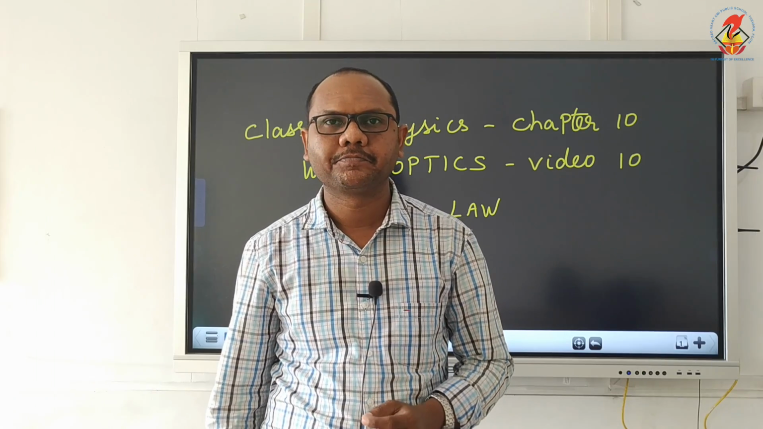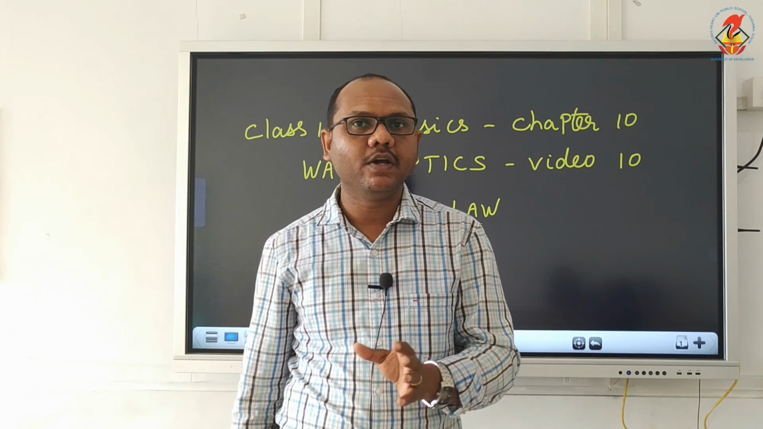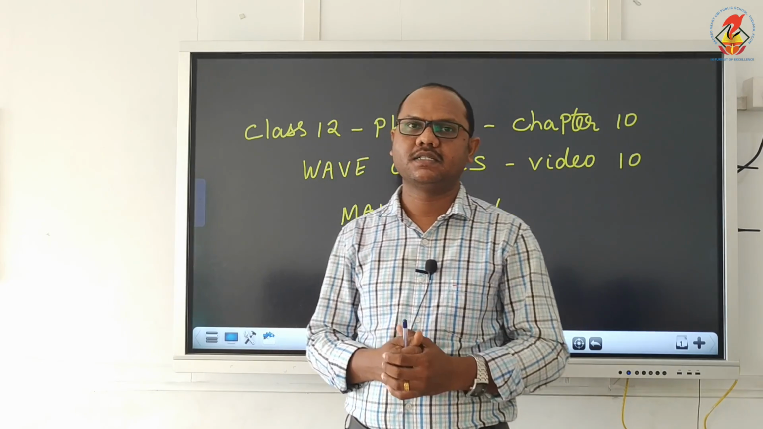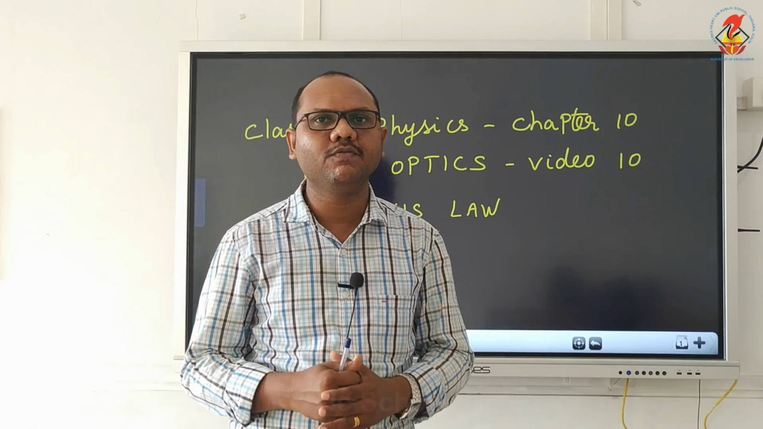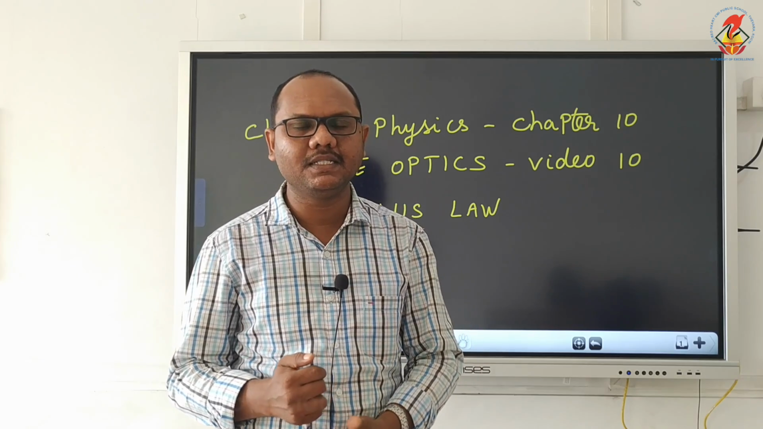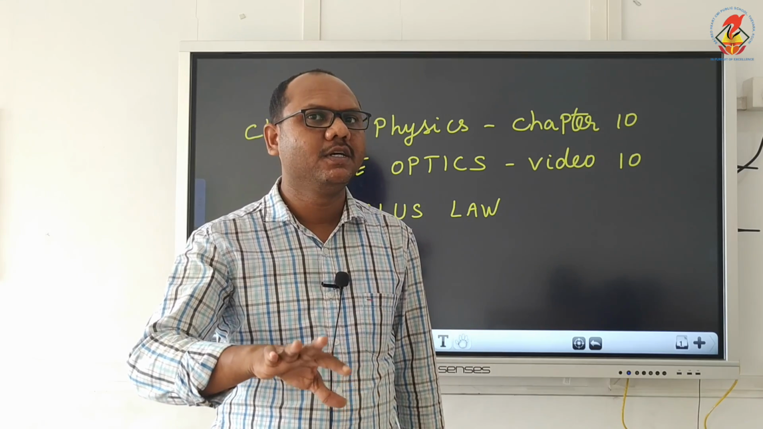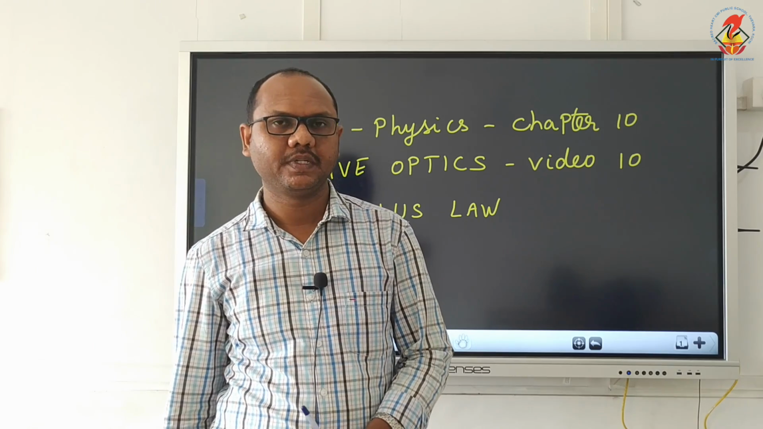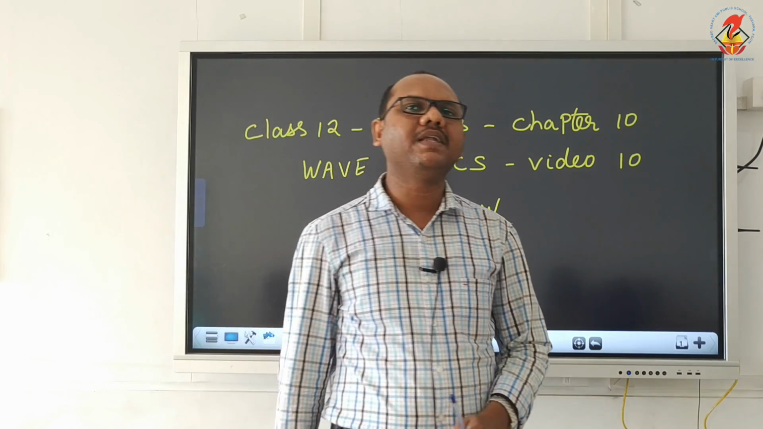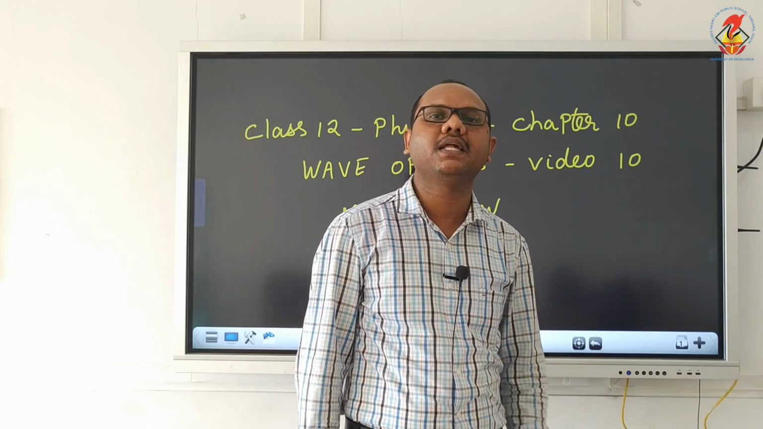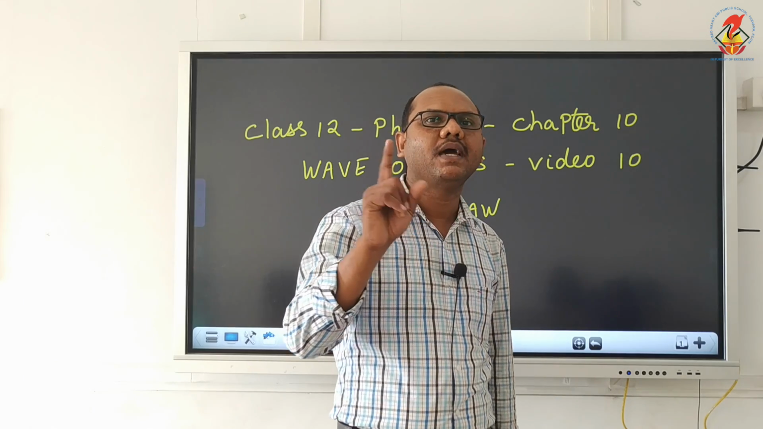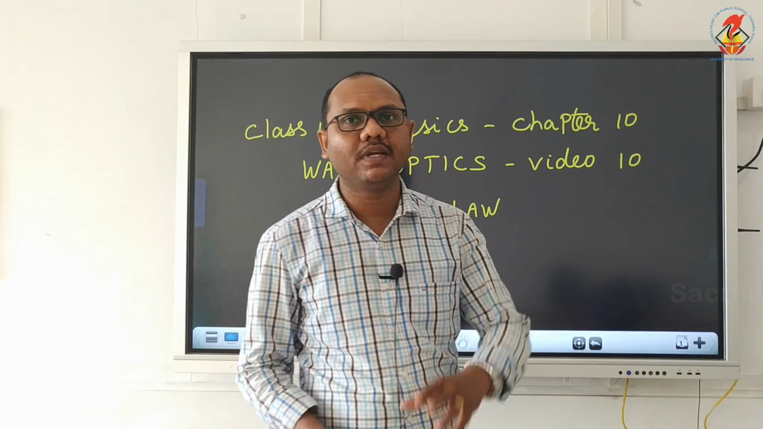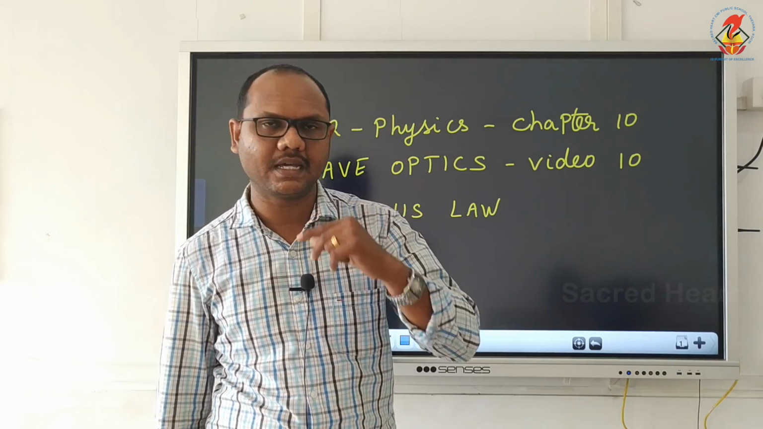Hello students, in the last video we were talking about the polarizer and analyzer. Polarizer is the one which polarizes the light and analyzer is the one which checks whether the light is polarized or not. So I told you when the analyzer is kept perpendicular to the polarizer, no light will pass through the analyzer, the intensity is 0.